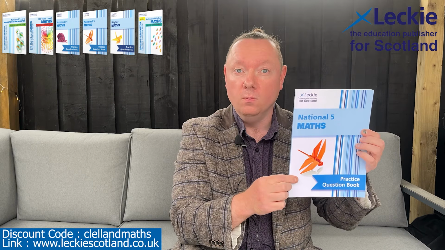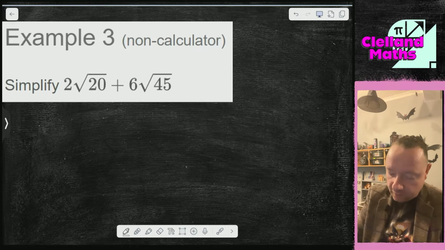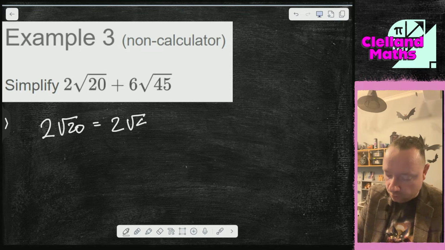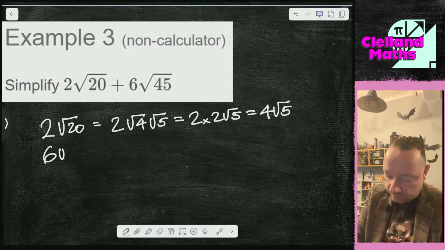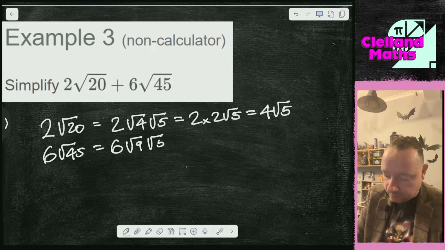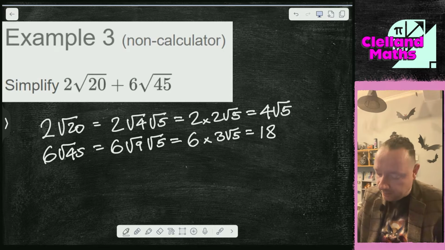Link down below. Example 3, simplify 2 root 20 plus 6 root 45. So I need to do these separately. 2 root 20 is 2 root 4 root 5, because 4 5s is 20. That's 2 times 2 root 5. That's 4 root 5. I'll now do the same for 6 root 45. Well, that's 9 times 5. 6 times 3 root 5 then. 6 3s is 18, so I get 18 root 5.